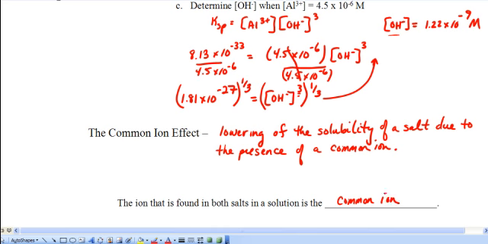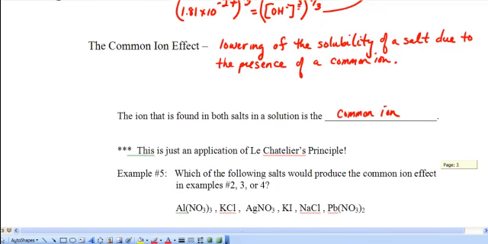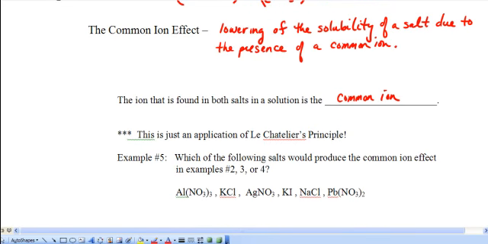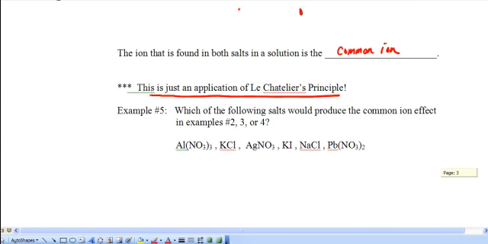So, scrolling down, the biggest thing here is that you just have to realize this is just an application of Le Chatelier's principle. Le Chatelier's principle predicts which way equilibrium is going to shift when you add or subtract something from the system. So in this case, down here it says which of the following salts would produce the common ion effect in examples 2, 3, or 4.